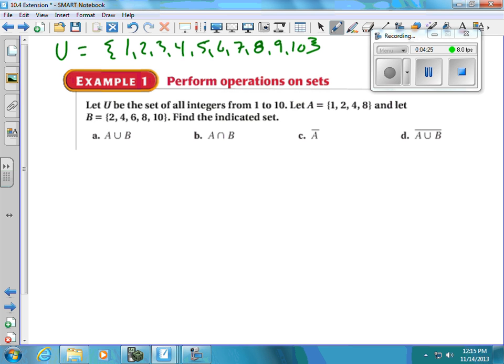Okay? So we got set A is 1, 2, 4, and 8. B is 2, 4, 6, 8, and 10. Find the indicated set. So for A union B, well, that's what's in A or B. So we're going to pick out our A. So A is 1, 2, 4, and 8. 1, 2, 4, and 8 is in B as well. What's the only one in B that is not in A? Well, that's 6. We've said 8 already, and 10.